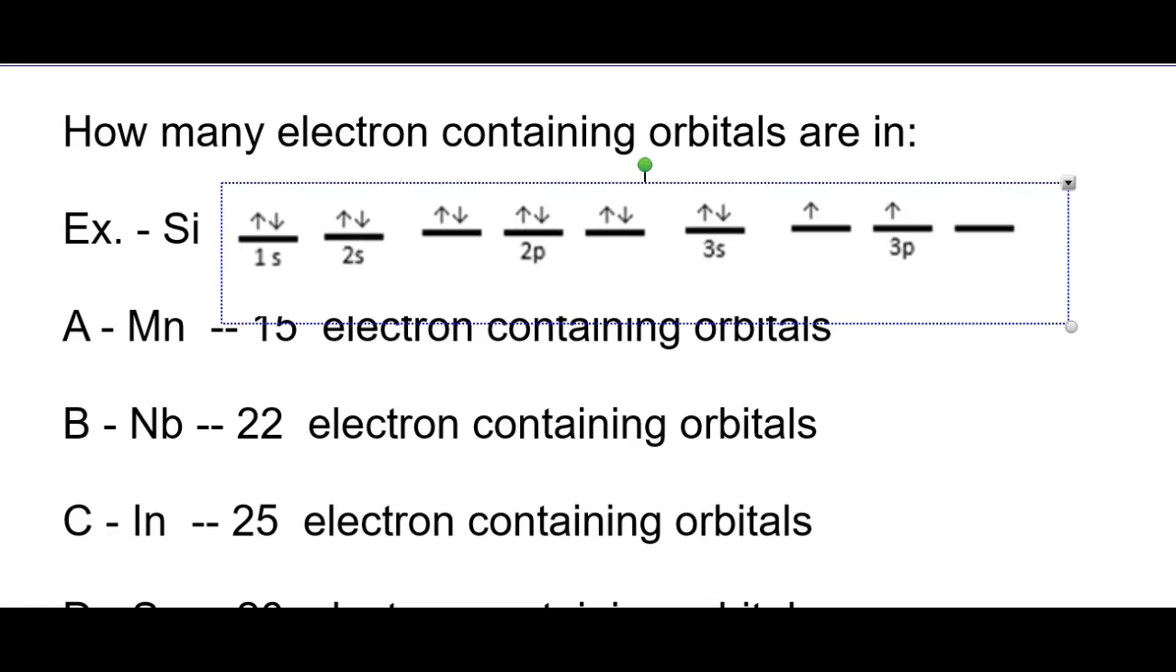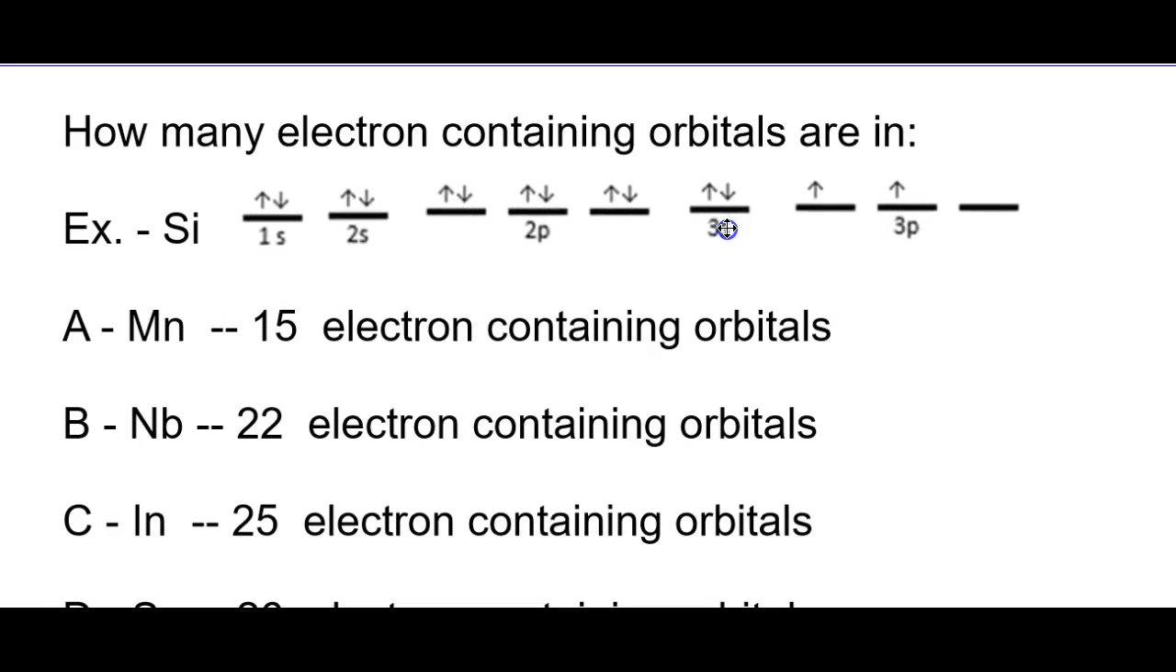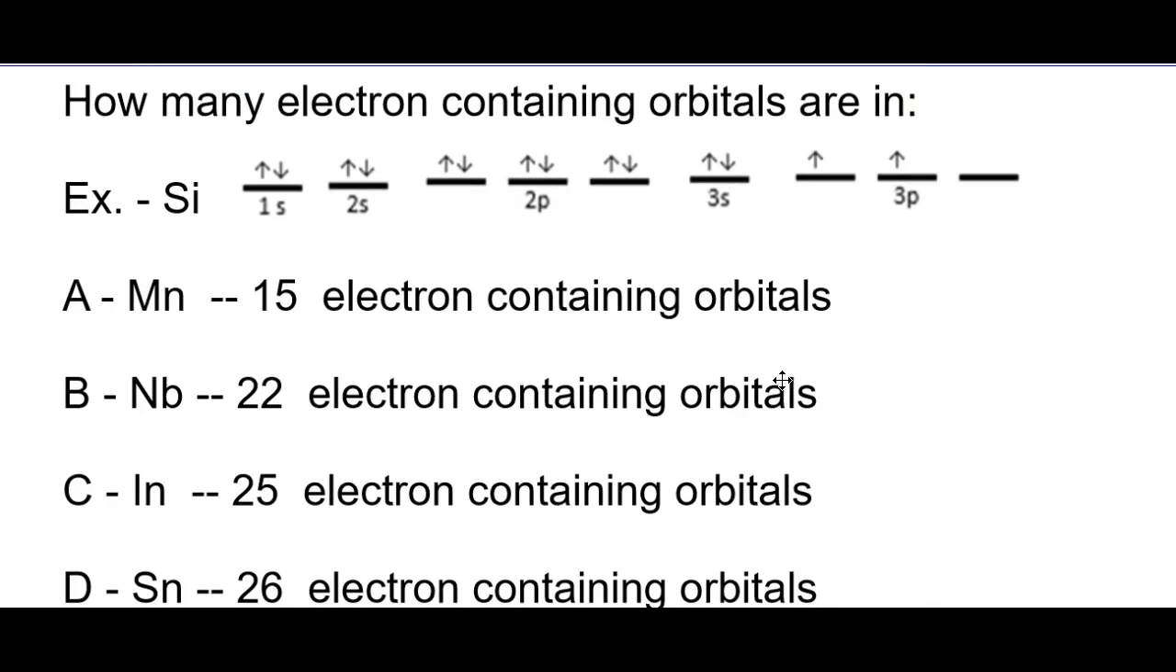All right, an example here. How many electron-containing orbitals are in silicon, for example? You would want to write out the arrow diagramming and then count how many orbitals, aka dashes, have electrons in them. This would be 1, 2, 3, 4, 5, 6, 7, 8. So you would say 8 orbitals. Here are the answers for these other examples. Try those if you wish.